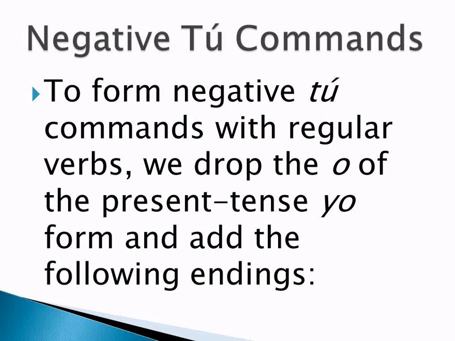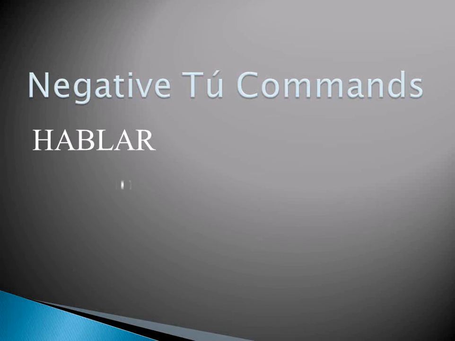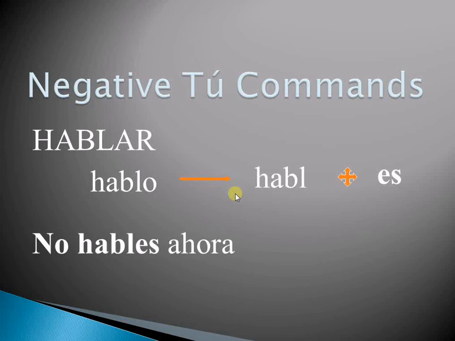close friend. To form negative tú commands with regular verbs, you are going to first conjugate that verb in the yo form, then you drop the o of the present tense yo and add the following endings. If it's an AR verb, first you conjugate in the yo form, hablo, then you use the stem and you add es at the end, making sure you put a no before it. So if you want to ask your friend, don't speak, you say no hables. No hables ahora.